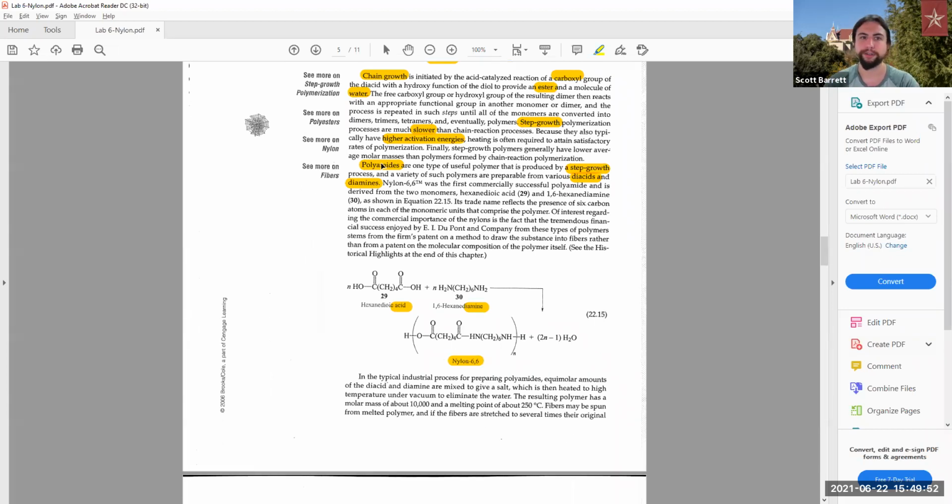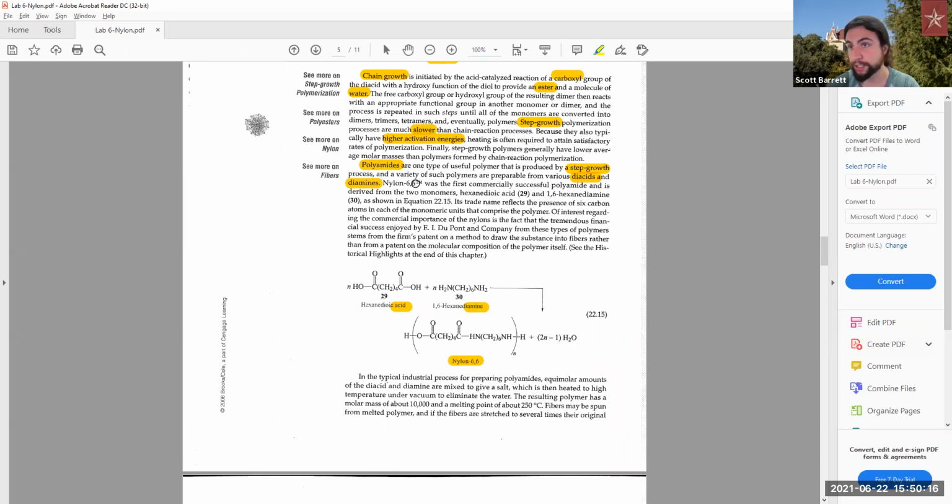So going forward into the idea of polyamides, these are one type of useful polymer that is also produced by a form of step growth. Now, this is not chain growth, this would be step growth, okay? So from this one, we would know that this is created by diacid and diamine.